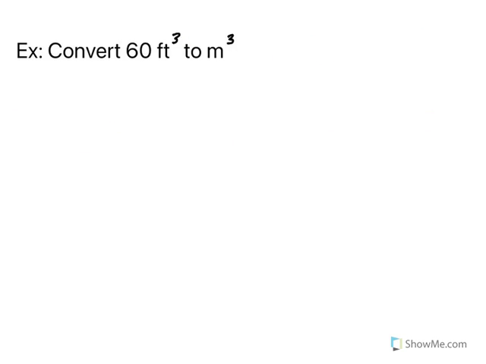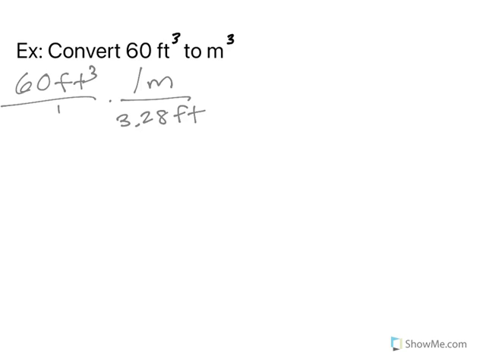All right, now let's go back and do the difficult one. Actually it's not all that difficult, but I have 2 different ways to do this, and I want to show you both. So convert 60 feet cubed to cubic meters. Okay, so if you have 60 cubic feet, and you want to go to meters. Now, if you know that 1 meter is the same as 3.28 feet, well, that's great.